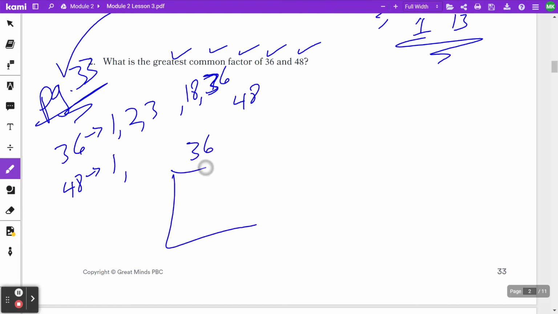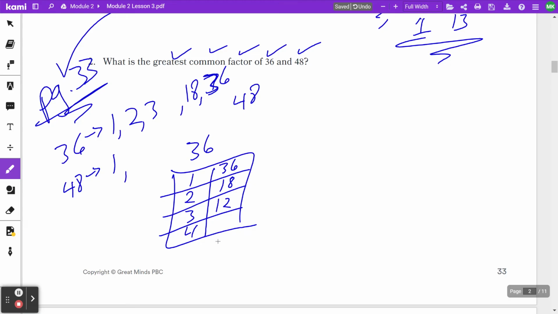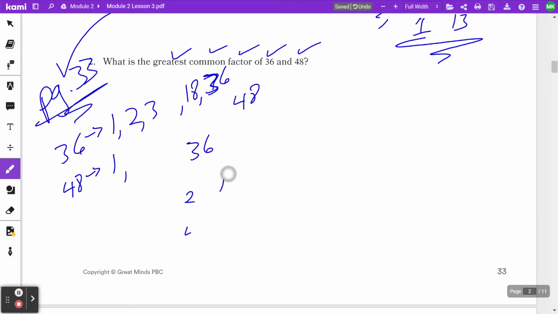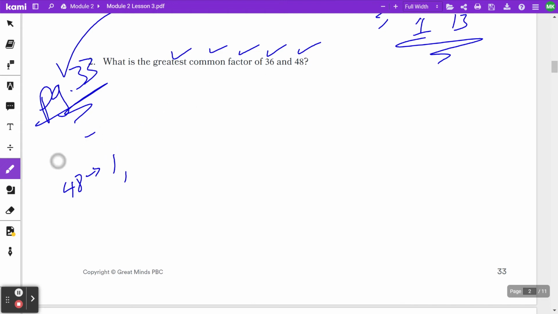Or you can do the chart method, which I'm a big fan of too. You put a bunch of rows and columns and say, 1 times 36 gives me 36, and 2 times 18 gives me 36, and 3 times 12, and you keep on going. And hopefully you have all the factors by the time you're done, so you can get that GCF. That's a lot of work, right? Listing all these factors, making charts. Good grief. I'm going to show you prime factorization.